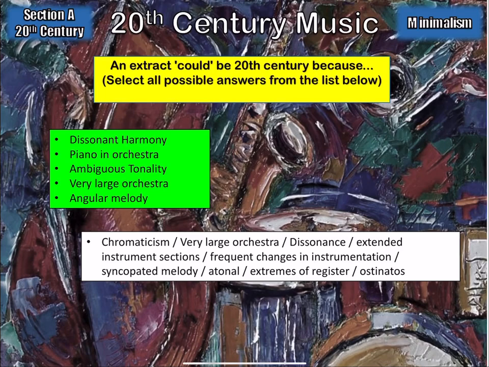When I say extremes of register, what I mean by that is you could have really high notes or really low notes. We've spoken about this idea of atonal music. Remember, that means when it's not in a specific key. So in fact, there's the absence of a key. A good example would be serialism, which is what we call 12-tone music. And lastly, when we're talking ostinatos, we're talking about repeated musical ideas.